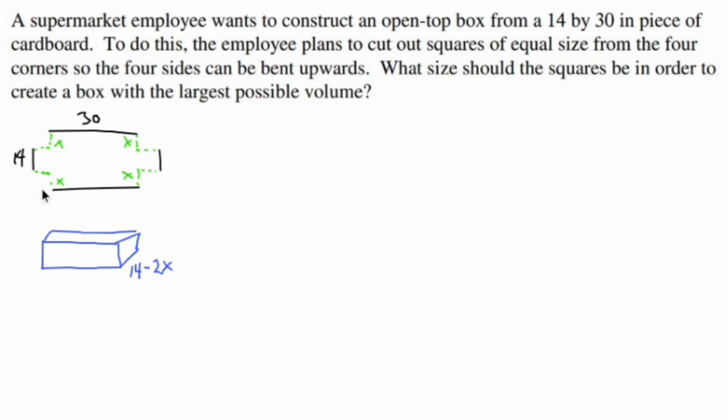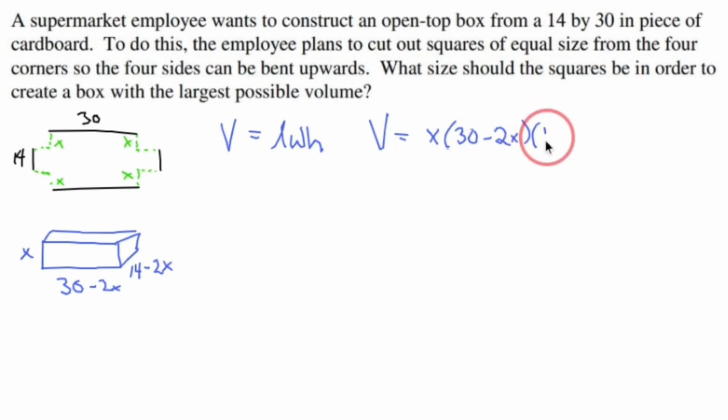Similarly, this whole thing was 30. But after I bend these up to create that length, it's 30 minus 2x. And then I have the height. Since I bend it up, it's going to be the size of the squares that I cut out, x. My job is to maximize the volume. So we need to write ourselves a volume formula. So volume is normally length times width times height. In this case, our volume is going to be that times that times that. So we have x times 30 minus 2x times 14 minus 2x.